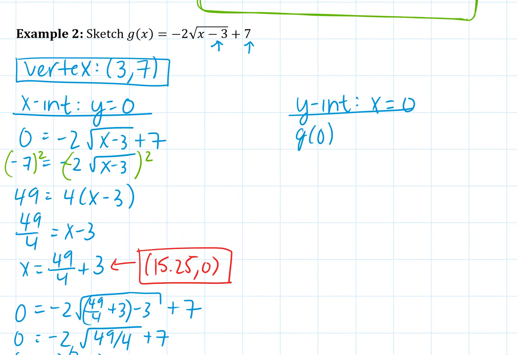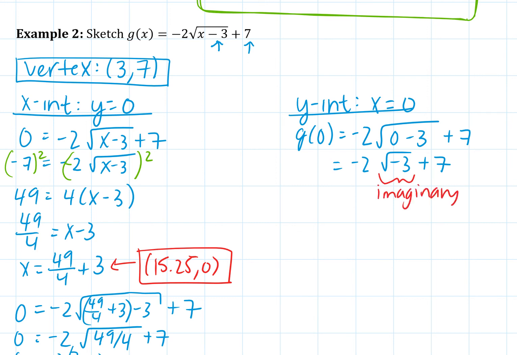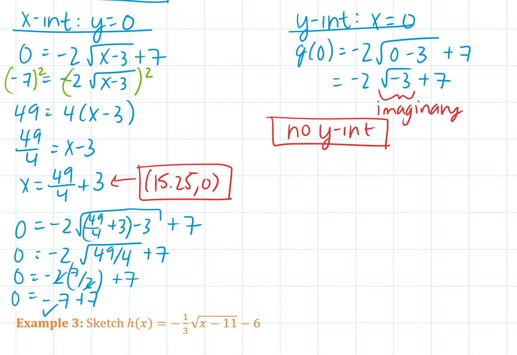So g of 0 is negative 2 times the square root of 0 minus 3 plus 7. You get negative 2 root negative 3 plus 7. Now we all know that the square root of a negative number is imaginary. And we can't plot imaginary points. So we conclude that there is no y-intercept. Okay, that's no problem. Let's graph the points that we have.